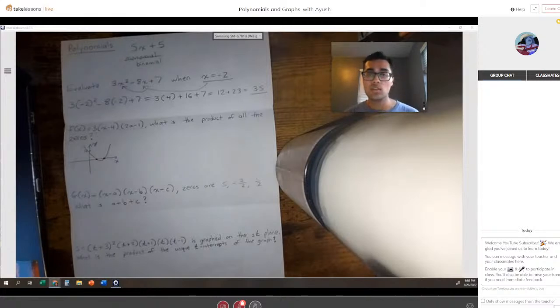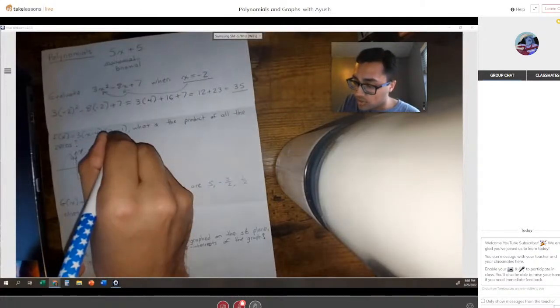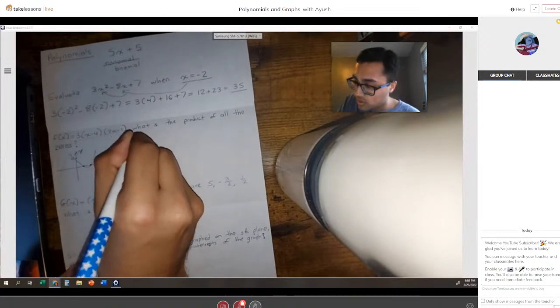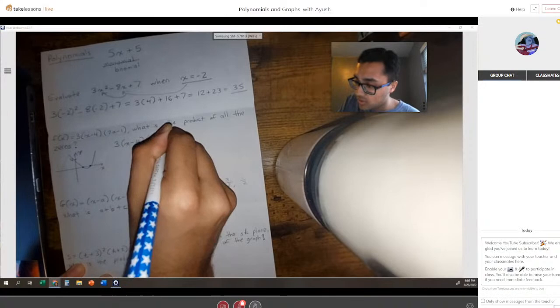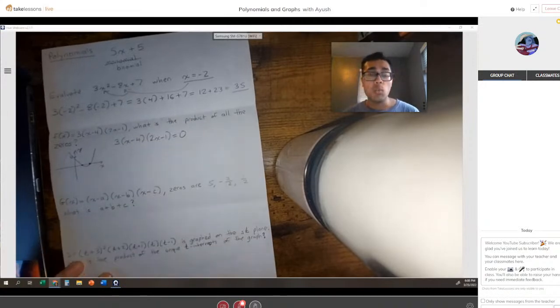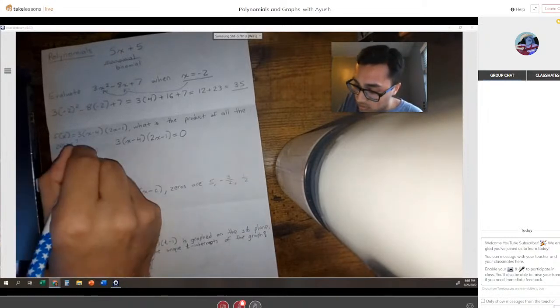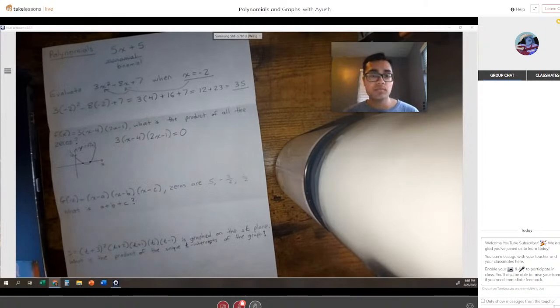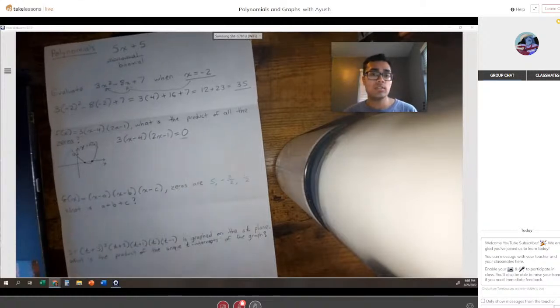So in order for us to solve, what is the product of all the zeros? Well, the first step is just to set this function equal to 0. 3 times x minus 4 times 2x minus 1 equals 0. Why did I do that? Because in this case, f of x is y. It's what we're saying y is. So if we're talking about zeros, we're just talking about values for which f of x over here is equal to 0, and those are the values where this intersection is happening.